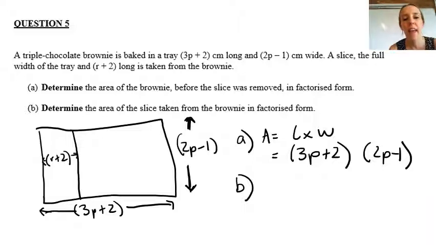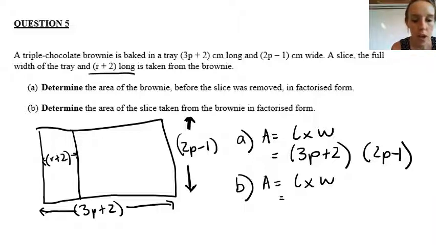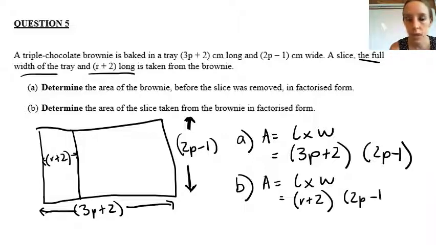So to work out the area of my brownie, I'm going to have to do, again, length times width. So it says that the length here is r plus 2 long. So I'm going to substitute that into my formula, r plus 2. And my width, well, it says it's the full width of the tray up here in the question. So I know what my width is, so I can just write that in, 2p take 1.